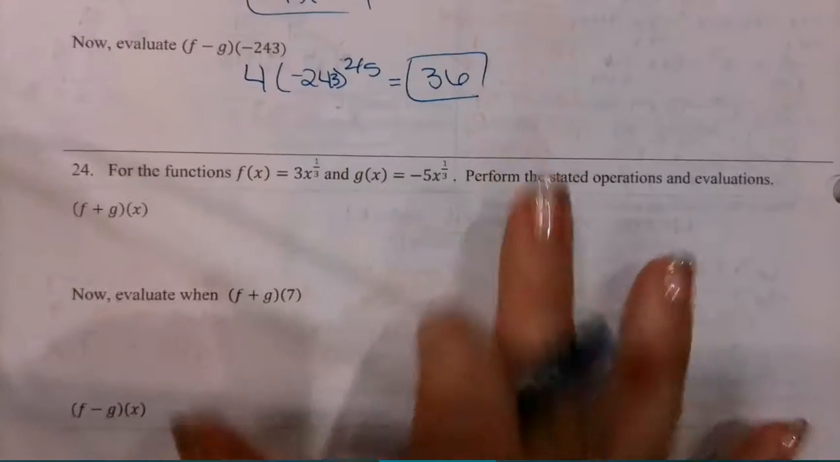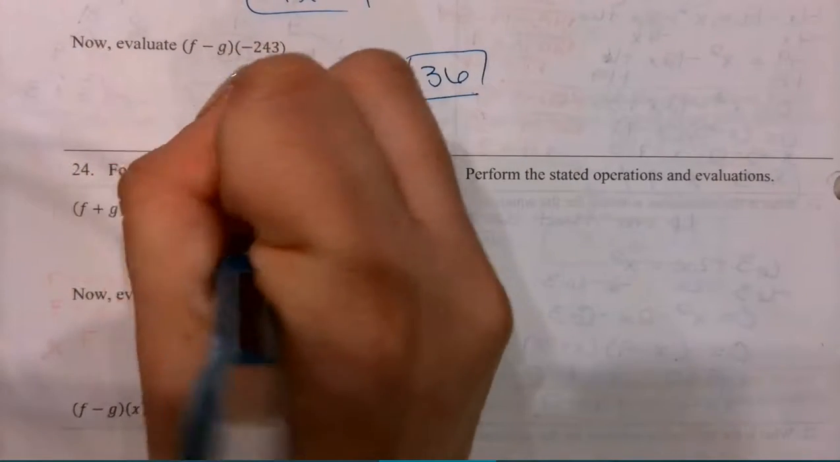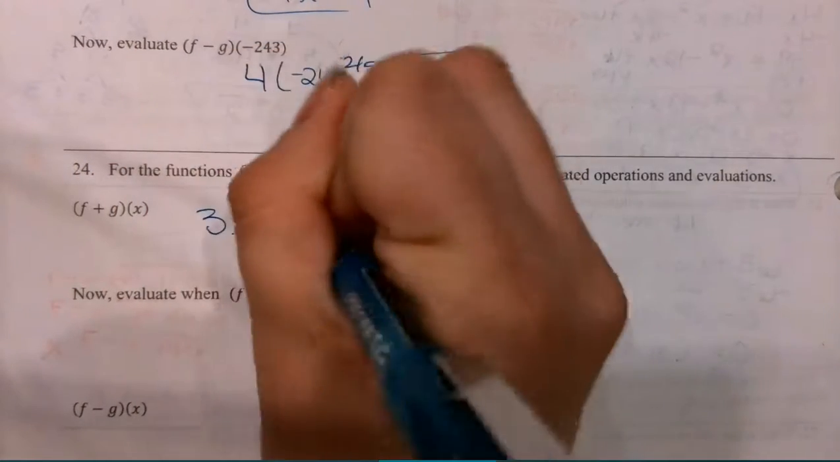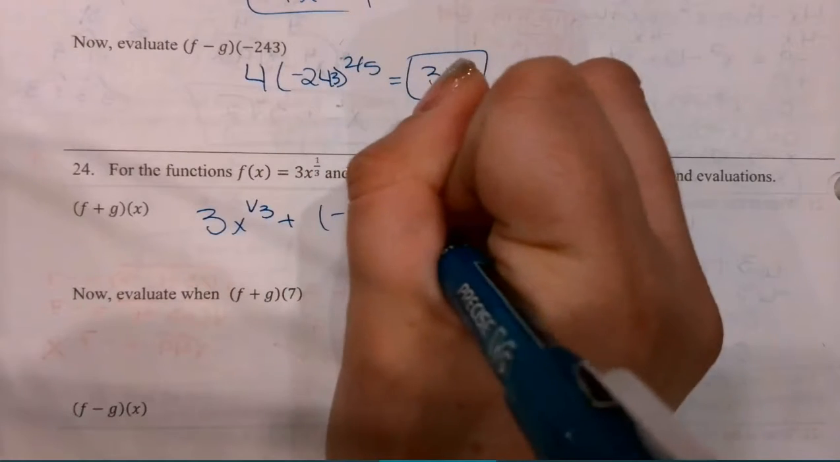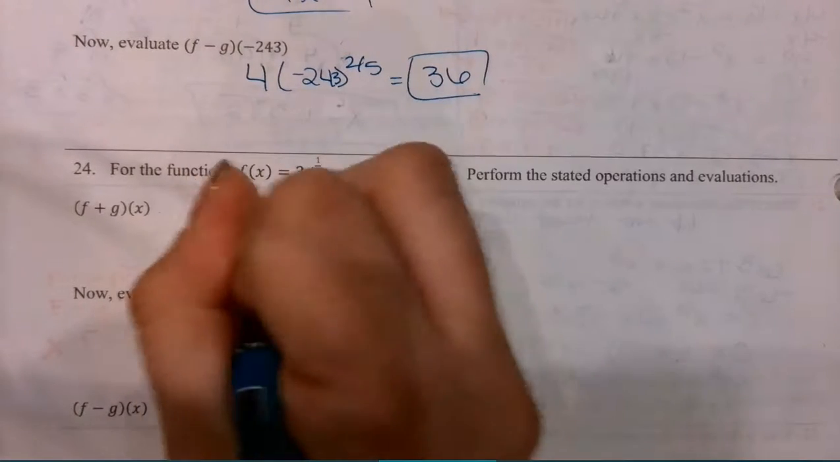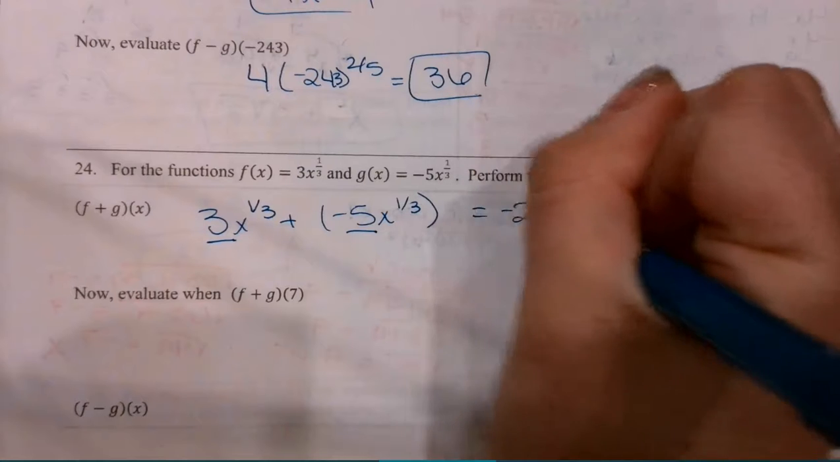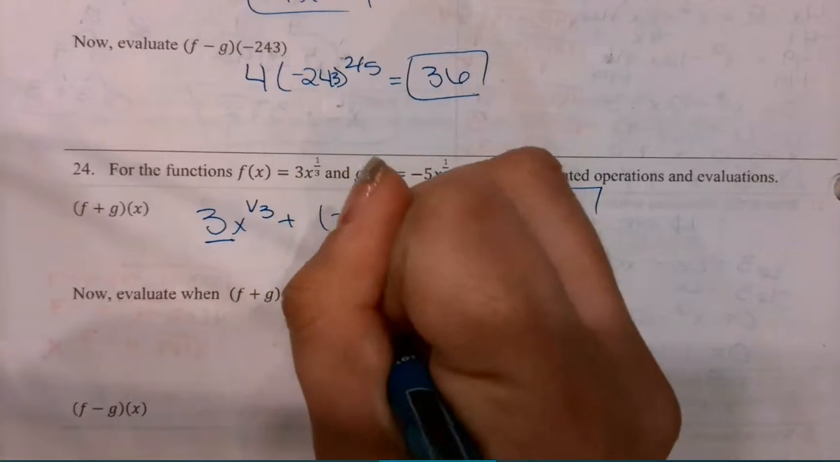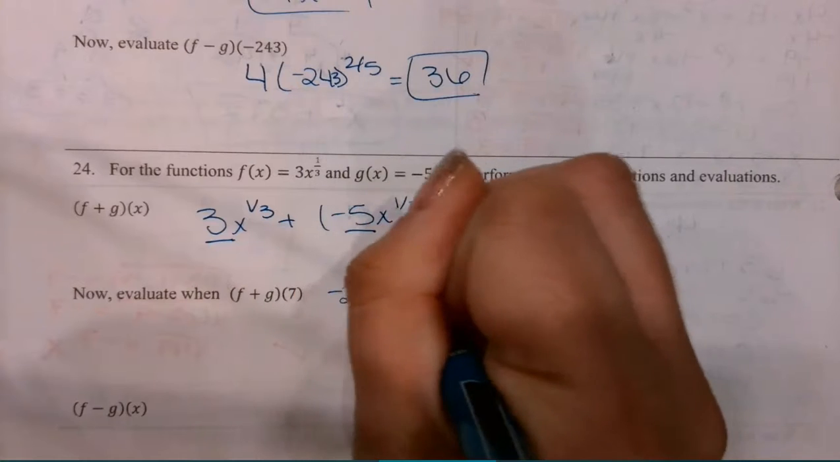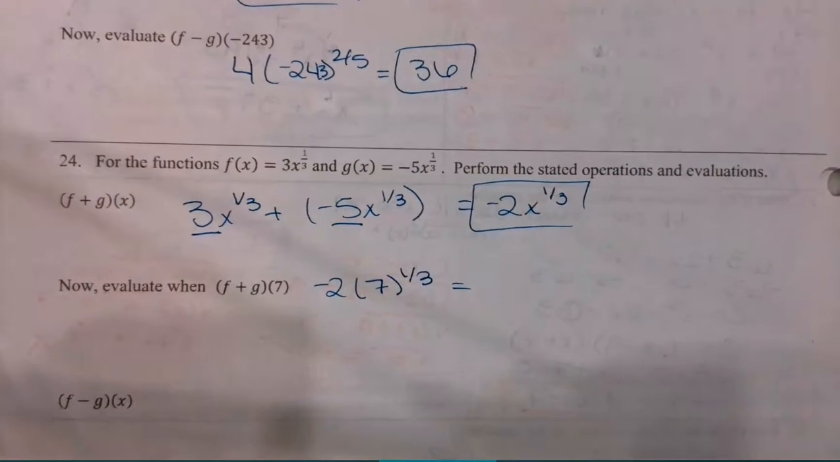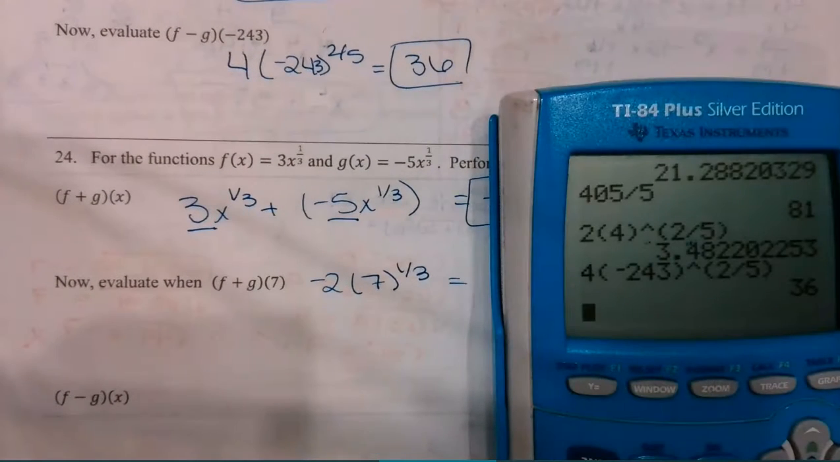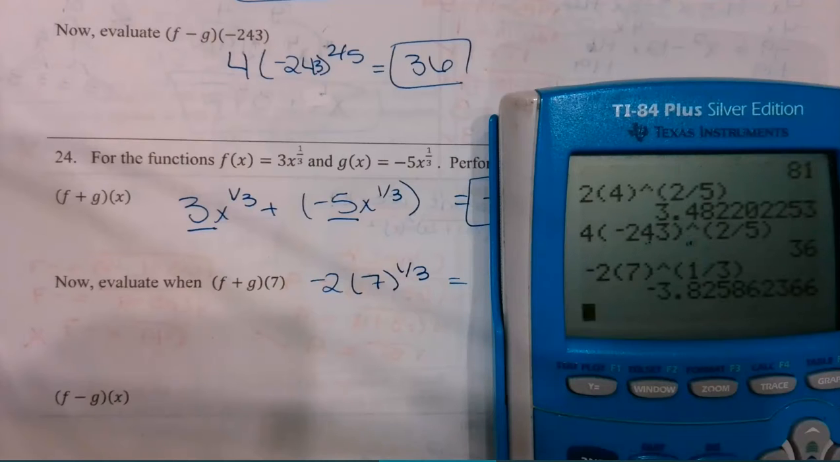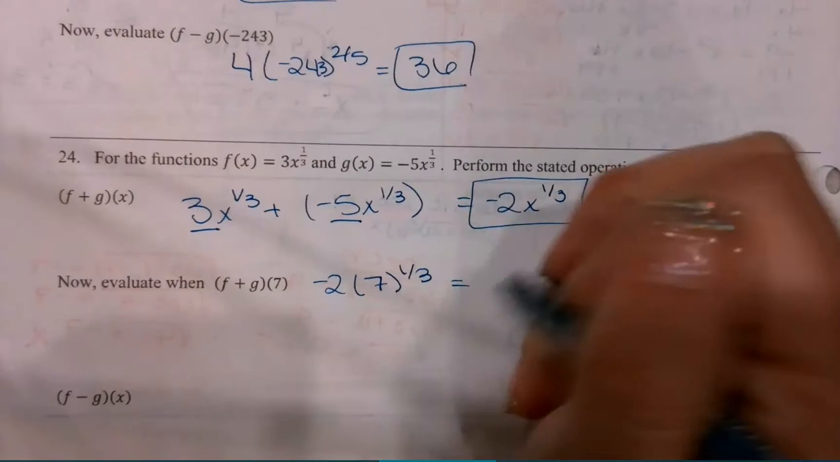Same thing down here, except I have different numbers. I'm going to have 3x to the 1/3 plus negative 5x to the 1/3. Combine them, so I have positive 3, negative 5, equals negative 2x to the 1/3. Then over here, I plug in the 7 for x, and I type it into my calculator. Gives me negative 3.83.